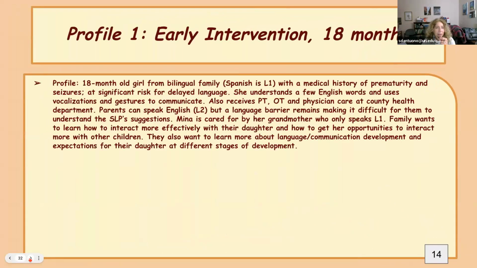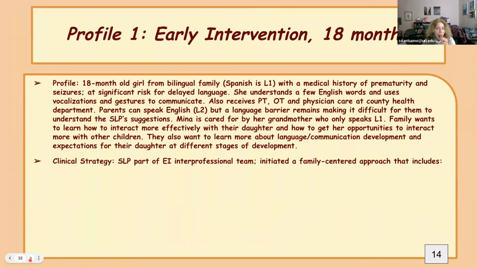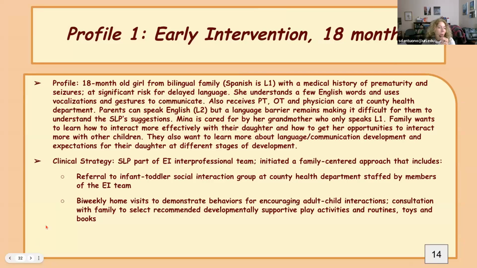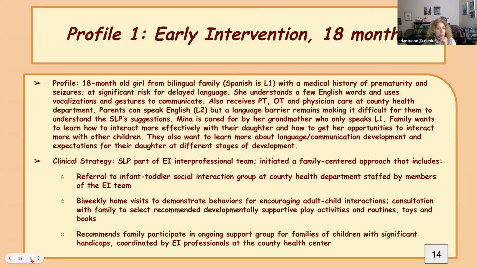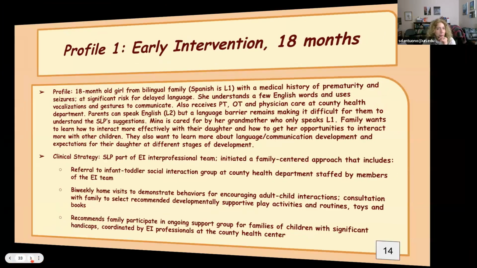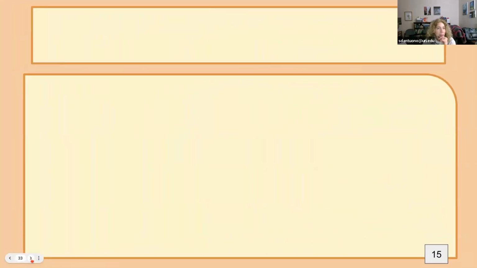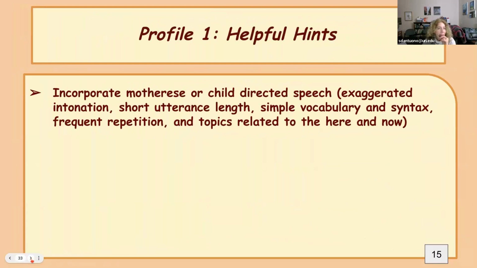Early intervention, 18 months. So, I'm going to skip this because it's a profile. Maybe we can do it in class if we have time. Okay. You can read this. The whole objective of this was to have you guys read it and then make a strategy and then we could talk about it a little. But this is a profile and then the clinical strategy with the EI professional team and what would be done. Okay. And why. And I think the next one might be an example as well. Oh, here's some helpful hints.